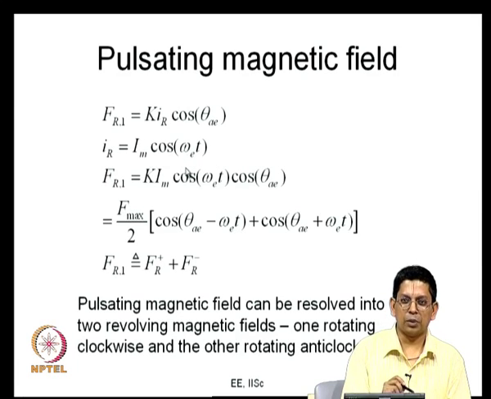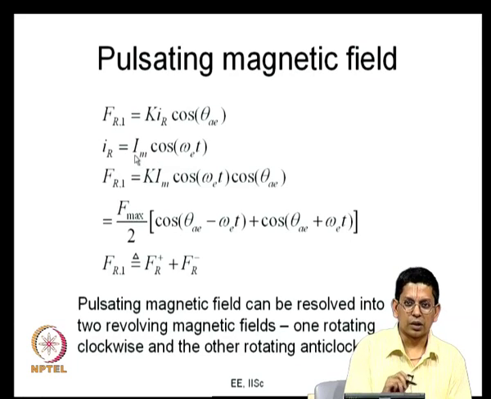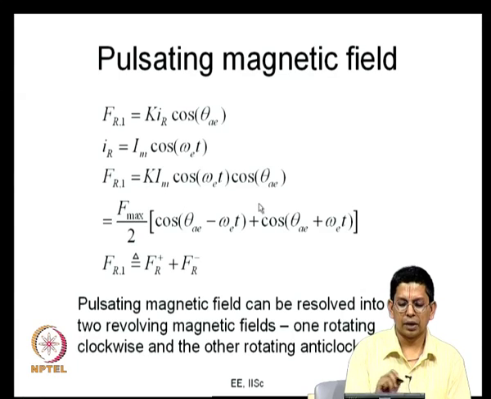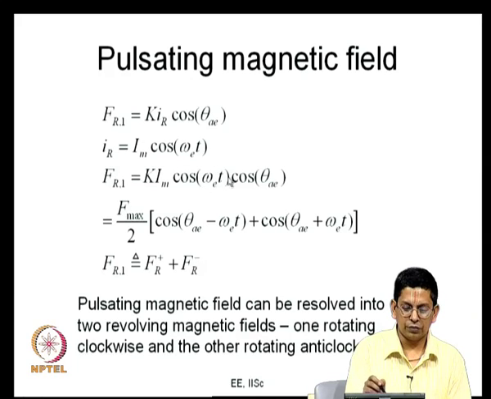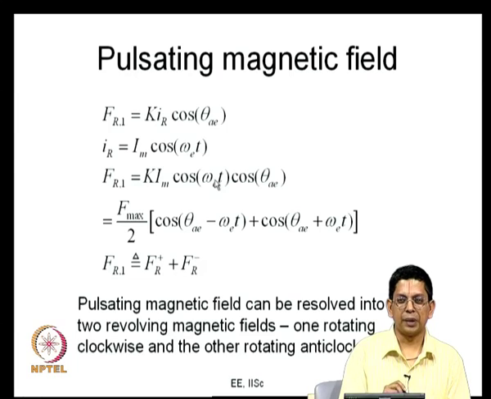If you are talking of fundamental frequency 50 hertz, this is 2 pi into 50, 100 pi radians per second, that is omega E. And Im is the amplitude of that cosinusoidal component. So, you have IR is equal to Im cos omega ET. Therefore, you put one into the other, you have FR1 is equal to K Im cos omega ET cos theta AE. Therefore, you find that this MMF, the spatial MMF, is a function of spatial angle theta E, and it is also a function of time t. So, it is a function of both space and time.